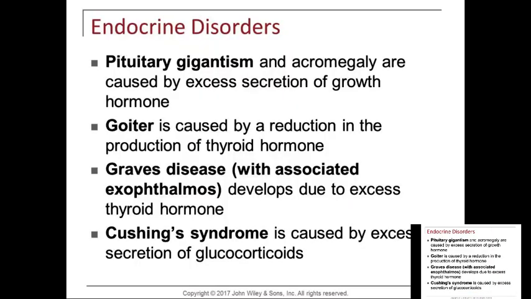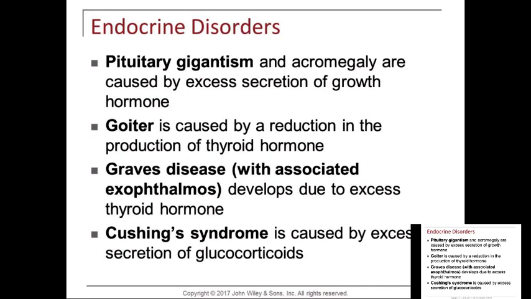And then some of the endocrine disorders, pituitary giantism and acromegaly. These are caused by an excess secretion of growth hormone. Giantism is going to happen in young children. Acromegaly is going to happen in adults. Goiter we spoke about, which is a reduction in the production of thyroid hormone. Graves' disease we also spoke about, seeing that exophthalmos, which develops due to hyperthyroidism.